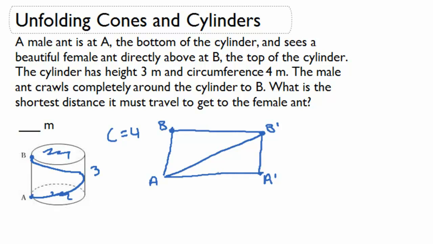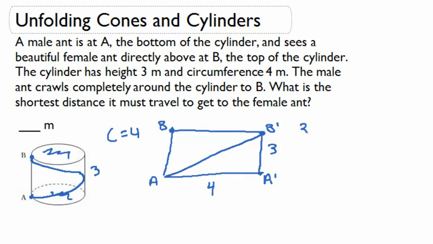So what's the distance of that diagonal? Well, the cylinder has a height of 3, so we can say that the height of this rectangle is 3, and a circumference of 4, which means that the length of this rectangle is 4. So how do we find that third line? We're going to use the Pythagorean theorem.